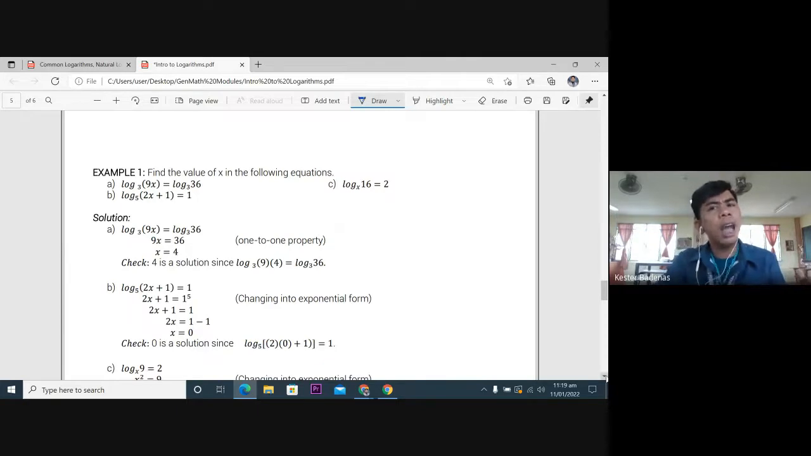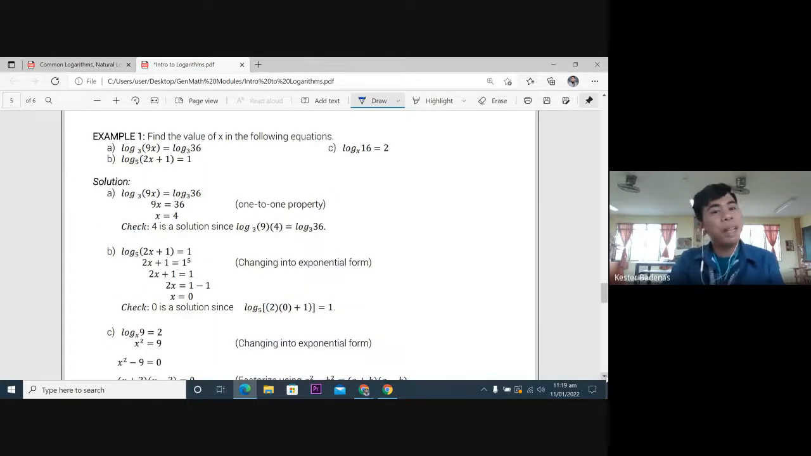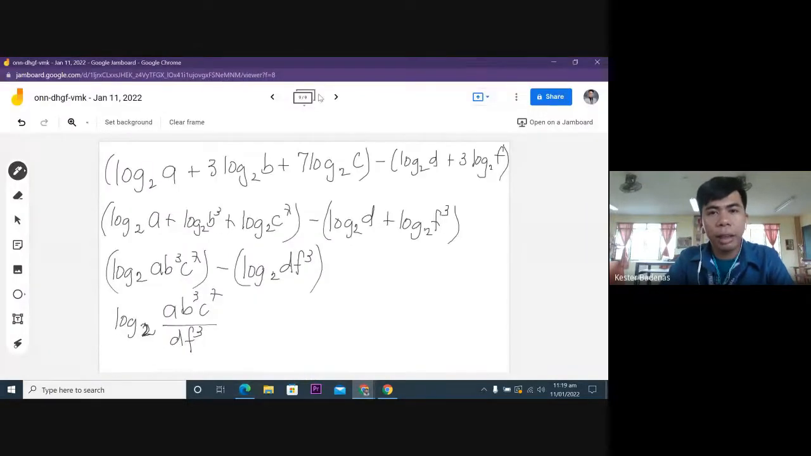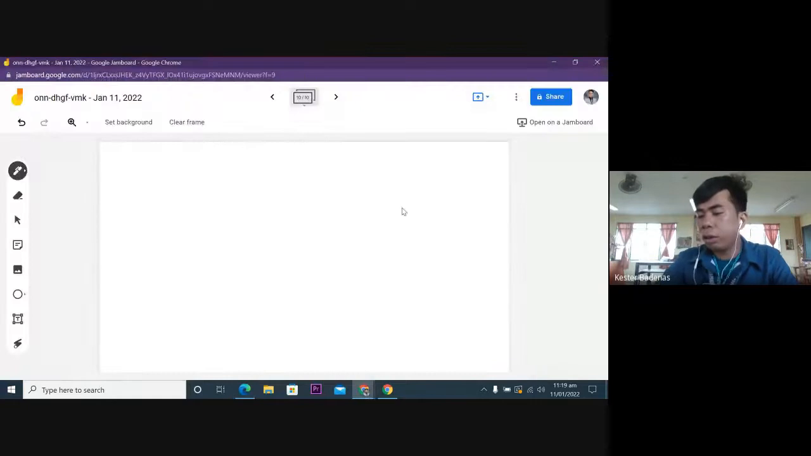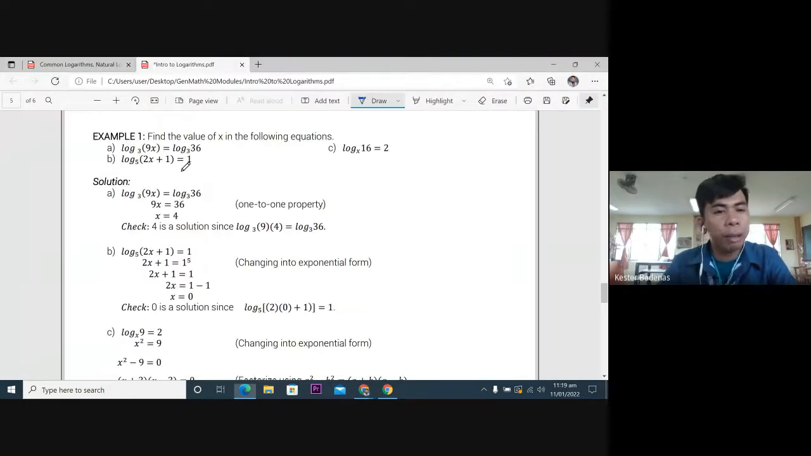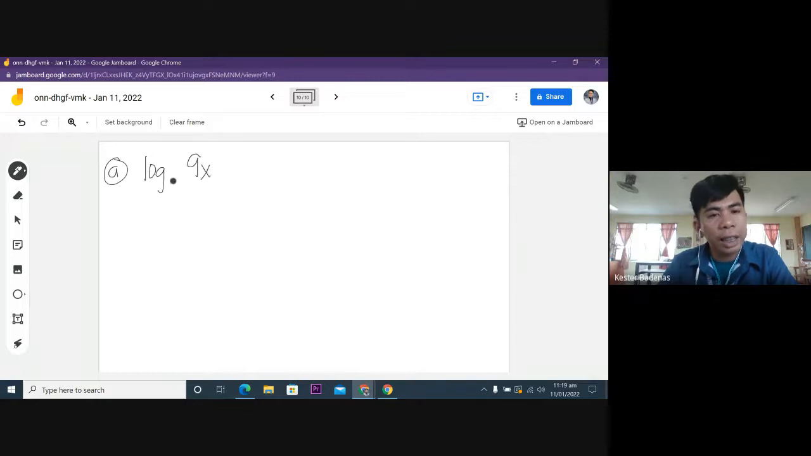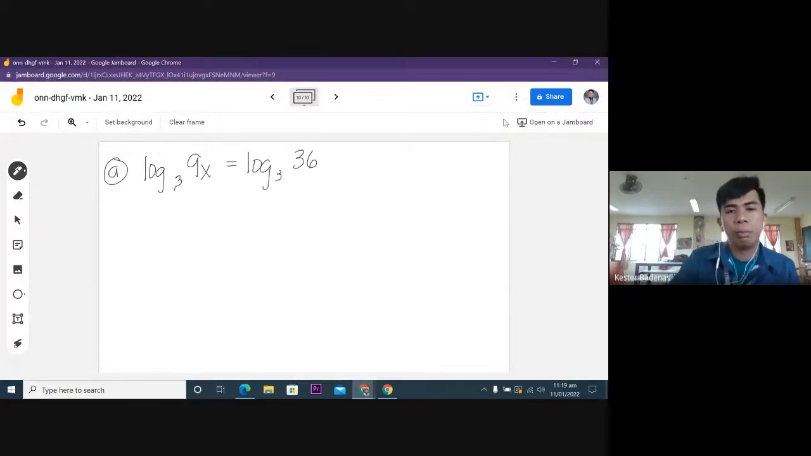Okay, so we have three conditions when we solve for x in a logarithmic equation. Actually, dalawa lang pala. Okay? Number one is kapag, kunwari, dalawa yung logarithm in both sides. So, kunwari, yung example na lang: logarithm of 9x with the base 3 is equal to logarithm of 36 with the base 3.